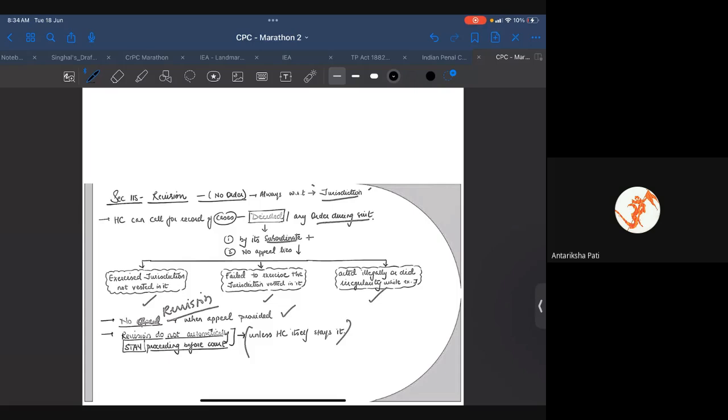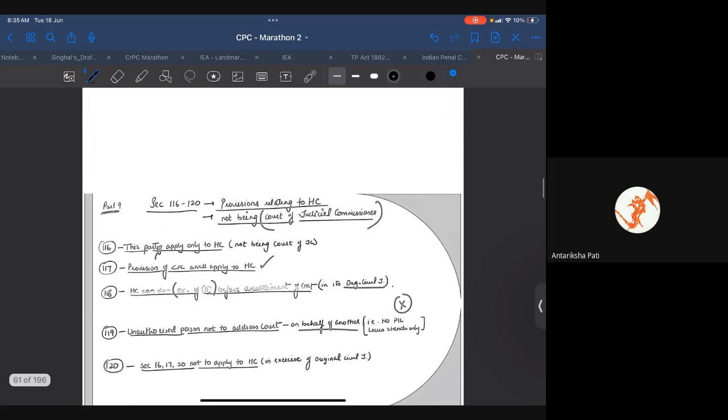High Court can call for the record of cases if it is decided or any order during the suit by its subordinate where no appeal lies. You have to remember that when an appeal is provided, there is no provision of revision. Here, if he has exercised a jurisdiction which is not vested in it, or failed to exercise the jurisdiction which is vested in it, or is acting illegally or with irregularity while exercising the jurisdiction, then this revision can be made. Now revision does not automatically stay the proceeding before the court unless the High Court itself stays it.